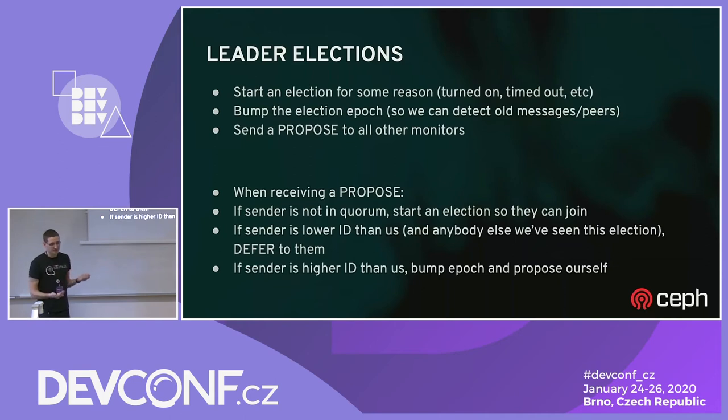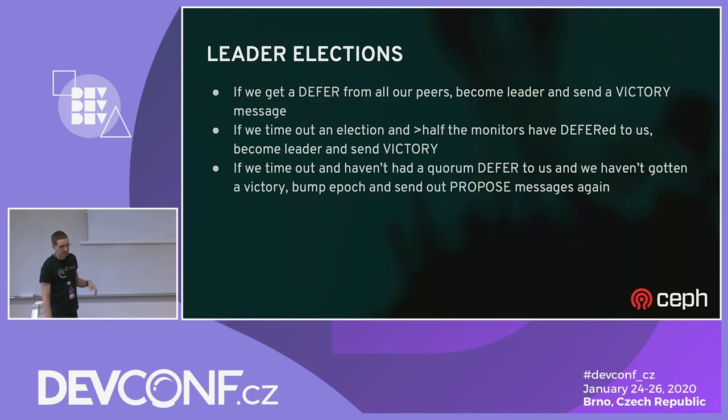So when you get the propose, if the sender is someone that isn't in the quorum with you right now, you say, oh, we have someone who's alive who's not in our quorum. We should start an election with everybody and let them join. And so you start a new election with a higher epoch. If they are already in the quorum, we have to decide whether we want them to win or not. In the current election system, the way we decide that is that the monitors all have an ID from 0, 1, 2 on up, and the one with the lowest ID wins. If the sender of the propose has a lower ID, we defer to them. Otherwise, we say, hey, I should win, and we send off a proposal of our own.